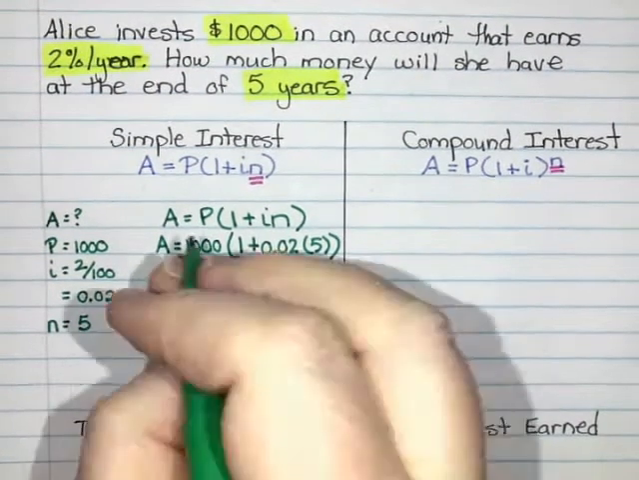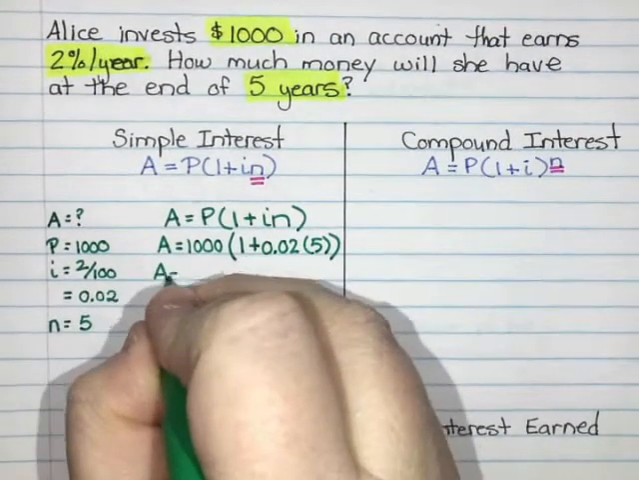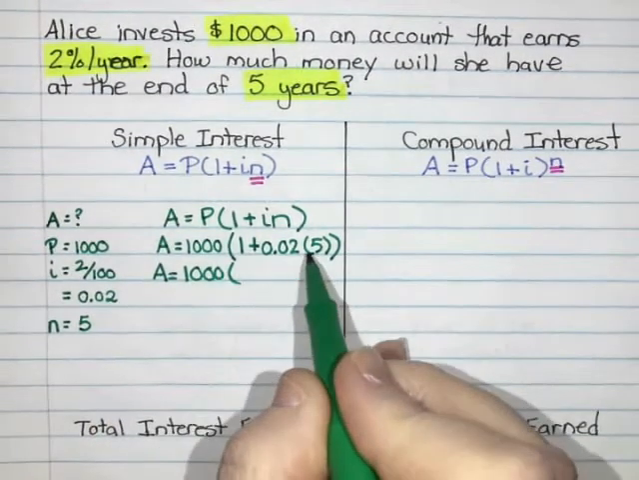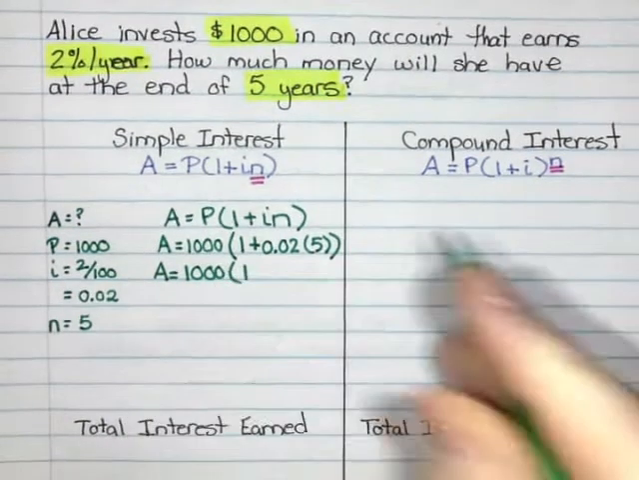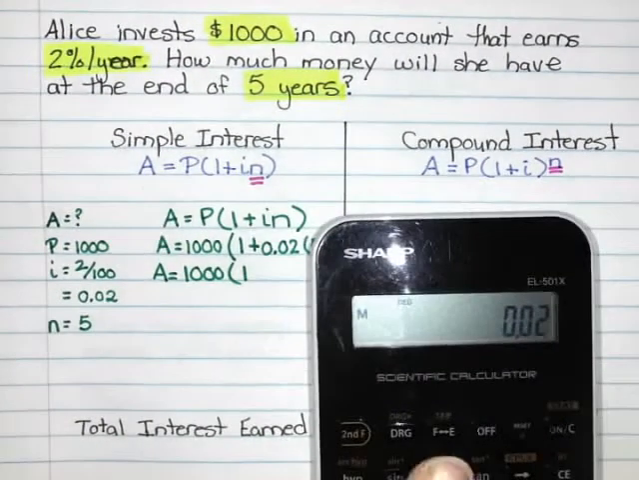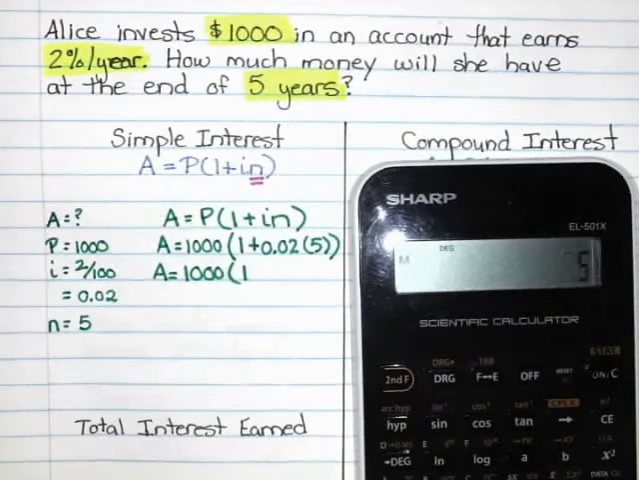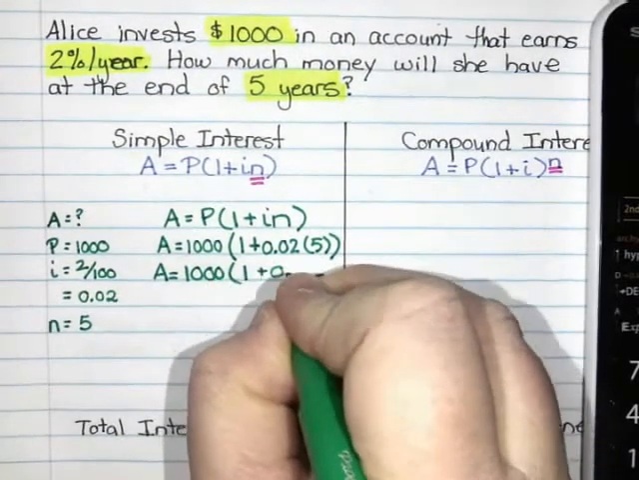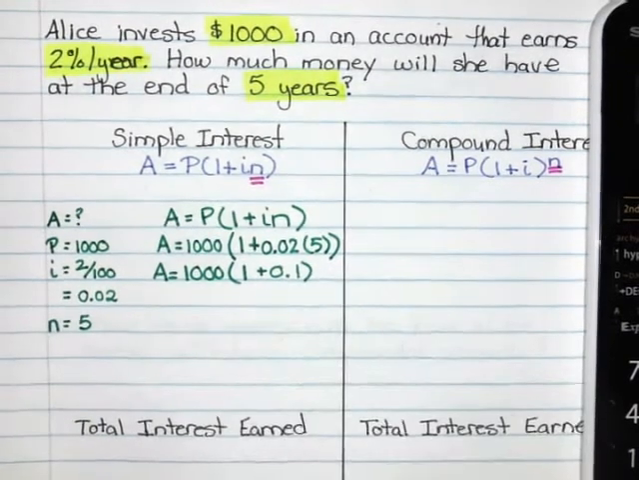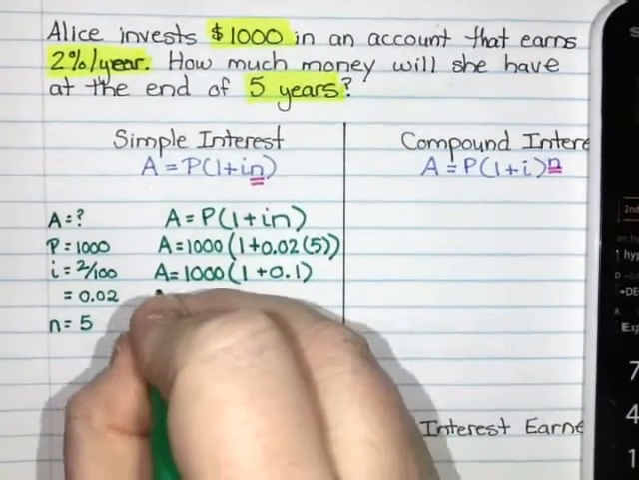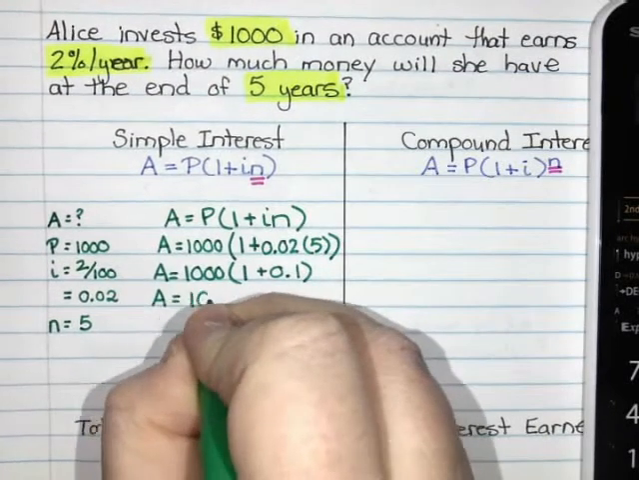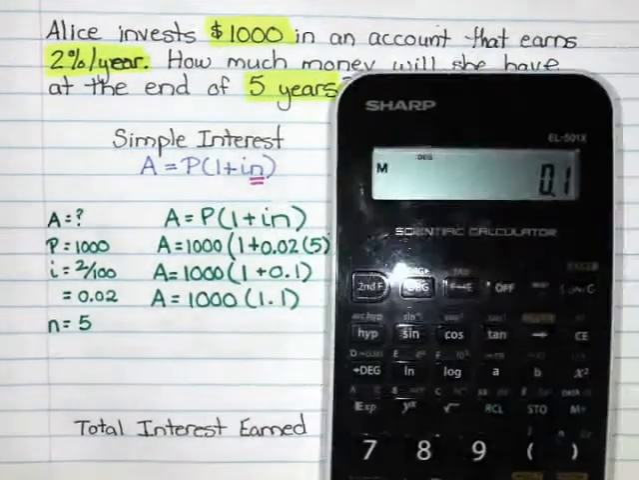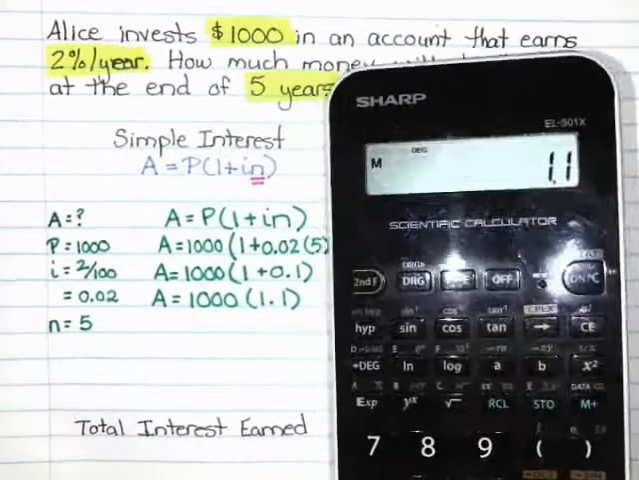So BEDMAS, order of operations, says you need to do your brackets first. So I am going to start inside that bracket. I have addition and multiplication, so I'm going to start with the multiplication. So 0.02, which is still in my calculator, times 5 is 0.1. Now 1 plus 0.1, if I finish off the bracket, is 1.1. I don't need a calculator for that, but if you do, then please add on 1. There we go, we got 1.1.